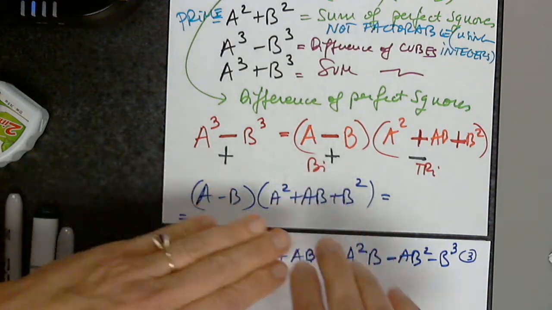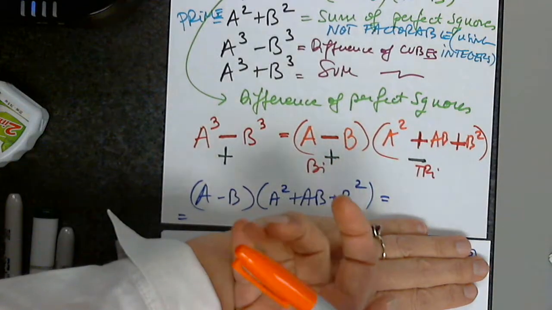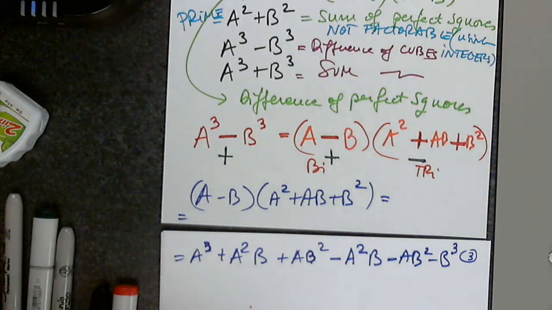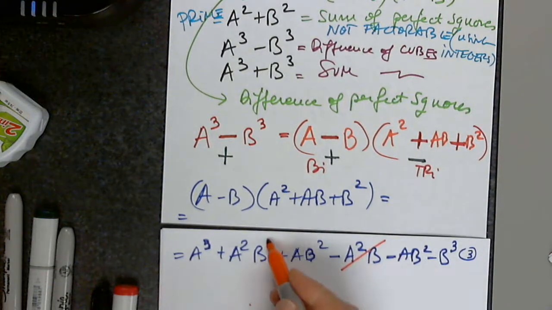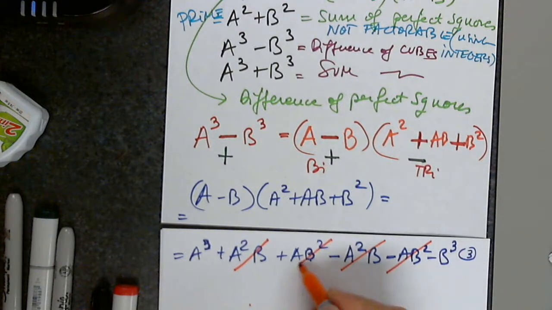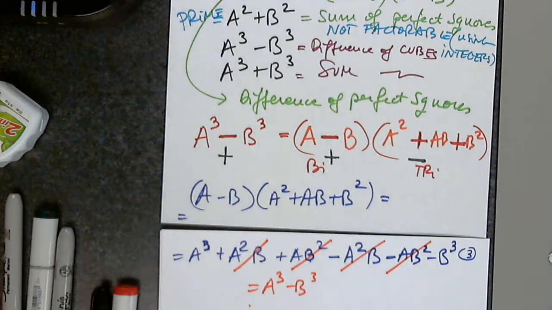What should the answer be? Right. So 4 terms must go away. Let's see if they go away. What about positive A squared B with negative A squared B? Gone? Agreed? What about AB squared with negative AB squared? Gone? Yes. So the answer is indeed A cubed minus B cubed. So this is not a proof, but this is just checking, right?